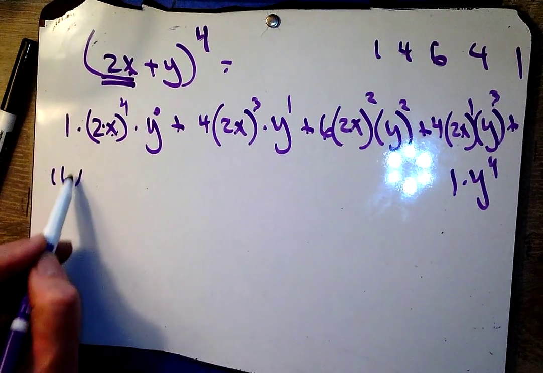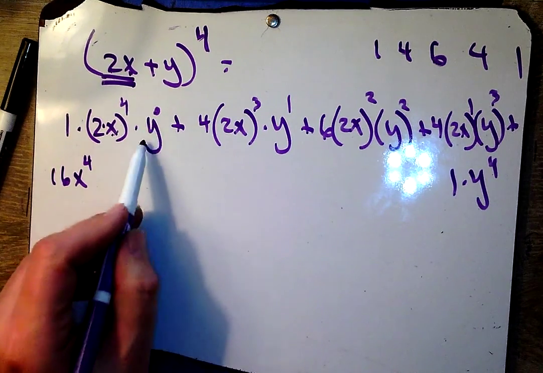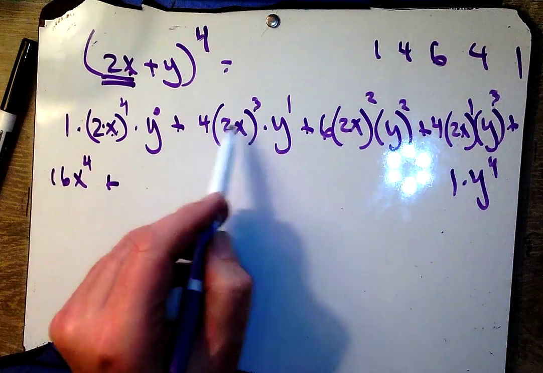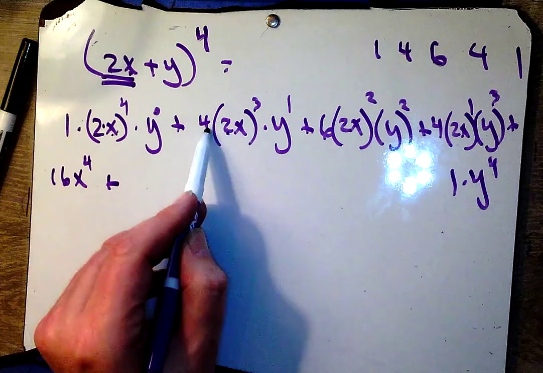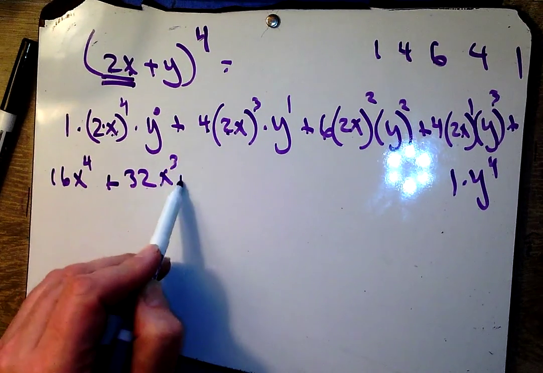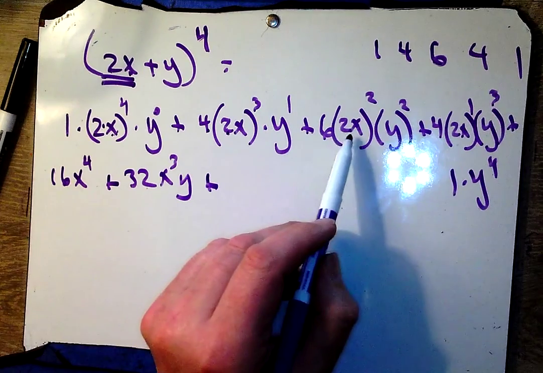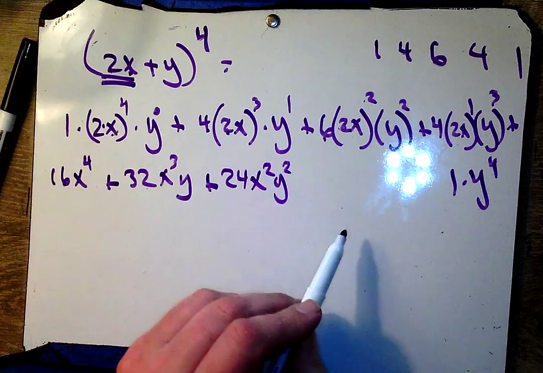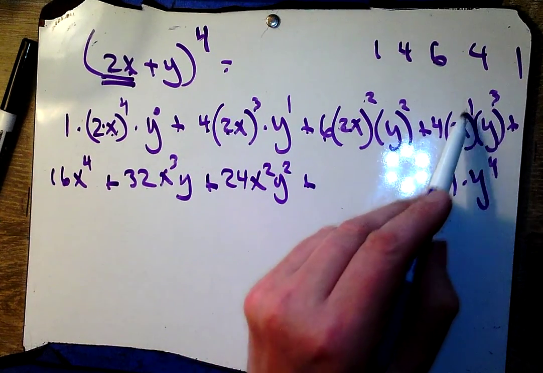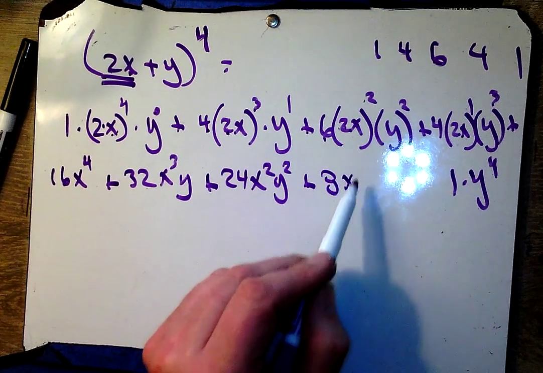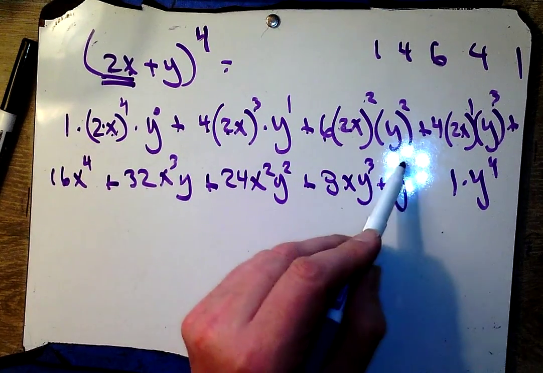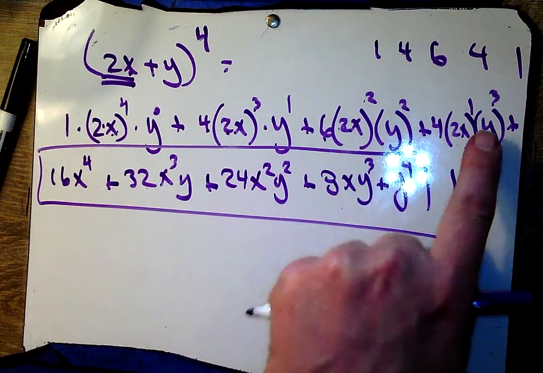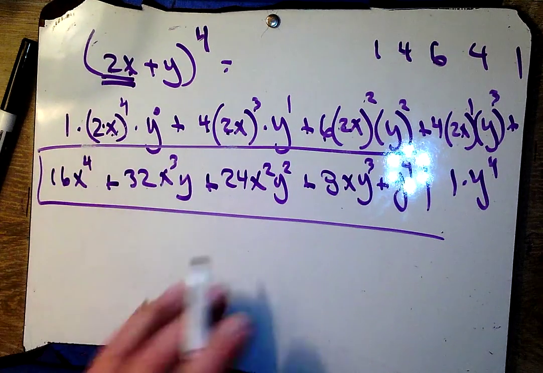2 to the fourth is 16, x to the fourth. Y to the 0 is just 1, so 1 times 16 is that. Plus, okay, 2 to the third is 8. 8 times 4 is 32, x to the third y, plus 2 squared is 4, 4 times 6 is 24, x squared, y squared, plus 2 to the first is 2 times 4 is 8, x, y to the third, and then we have our y to the fourth. Okay, so watch out. Make sure you apply that exponent to any coefficients as well.